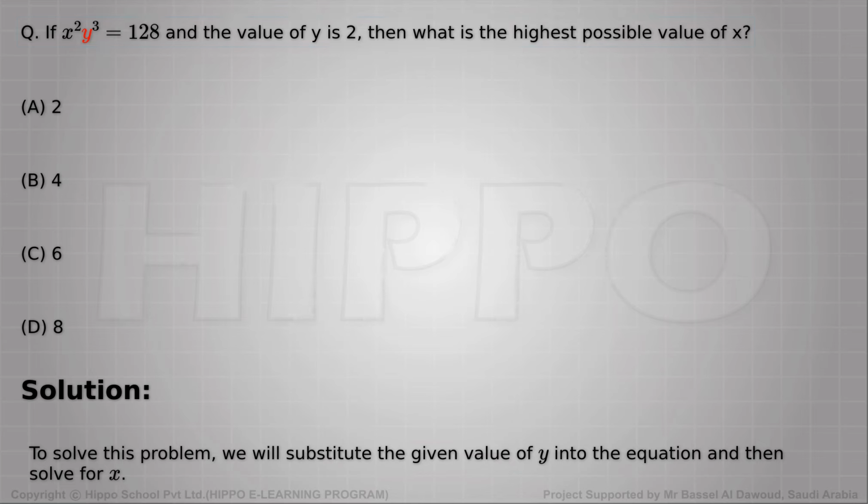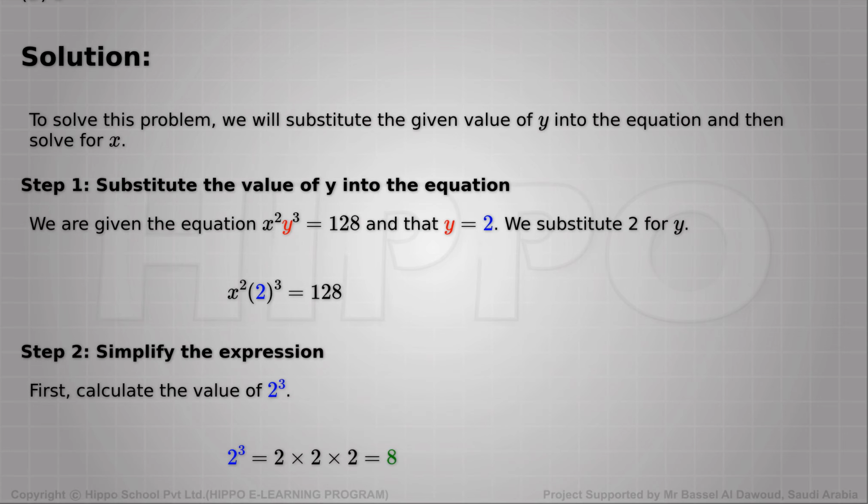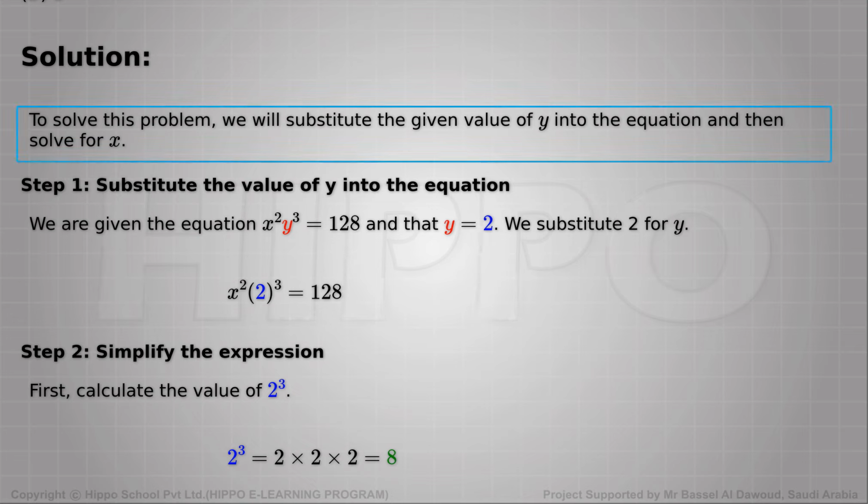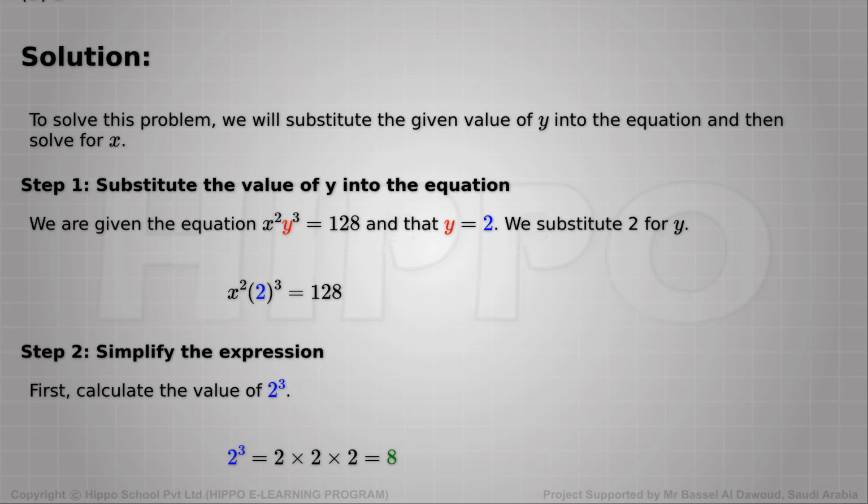Let's dive right in. All right, let's start with our first step. As you can see on the screen, the problem gives us two key pieces of information. The main equation, x squared times y cubed equals 128, and the value, y equals 2. The most logical first move is to substitute the known value of y into the equation. So we'll replace the y with 2, which gives us the new equation. x squared times, in parentheses, 2 cubed equals 128.